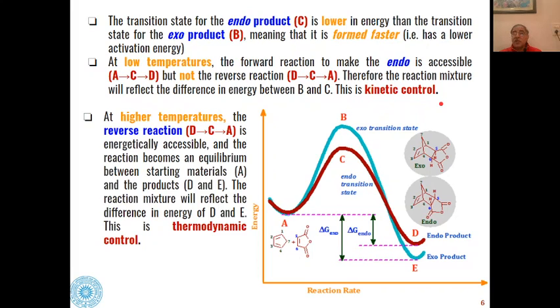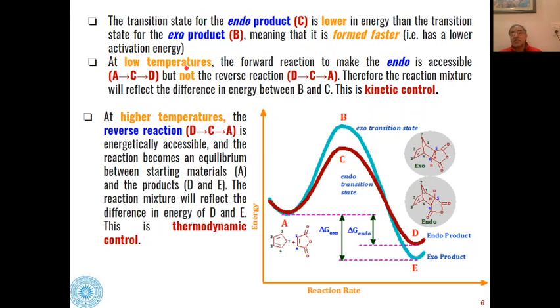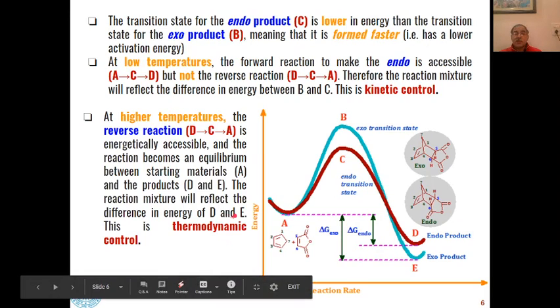So this is how, on the basis of this energy level diagram, we can differentiate whether the kinetic control product or the thermodynamic control product will be formed. That is how we get the endo product at low temperatures in the case of the Diels-Alder reaction, and the exo product or a mixture of endo and exo product at higher temperature, because then the reversible reaction can also take place, and we can have a mixture of endo and exo products.